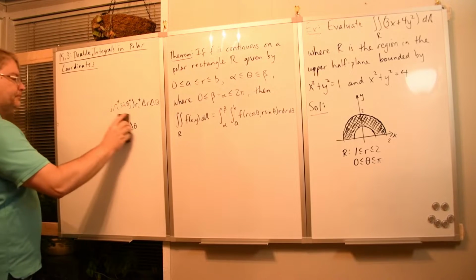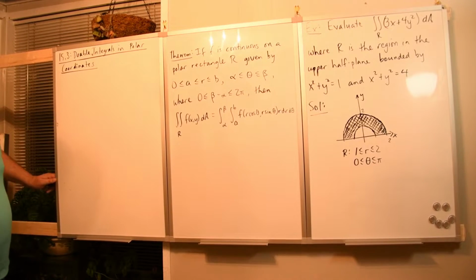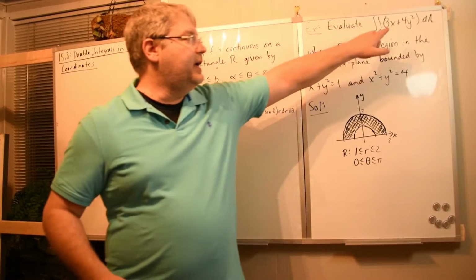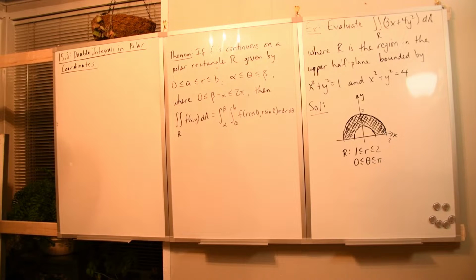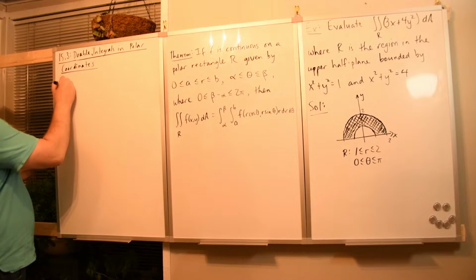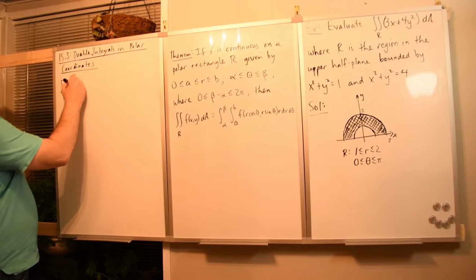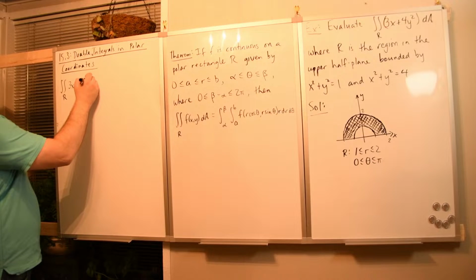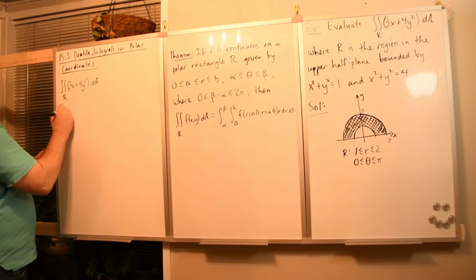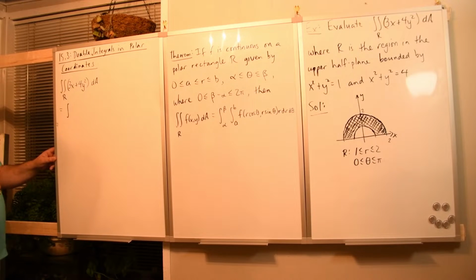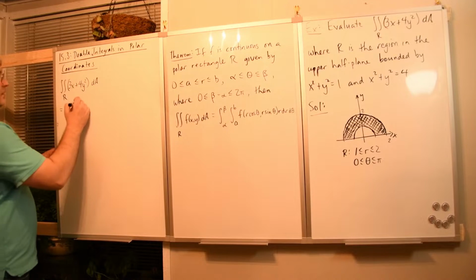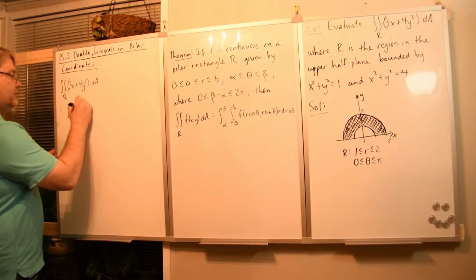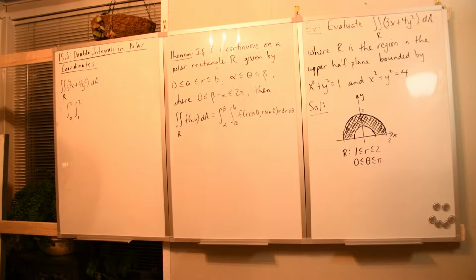Now, keep in mind that we don't really want x's and y's showing up. We want to transform everything in terms of little r and theta. So we have to keep in mind that this double integral over R of (3x plus 4y squared) dA is really the same thing as, well, we're going to have theta ranging from 0 to pi, so those are going to be our outside limits of integration.